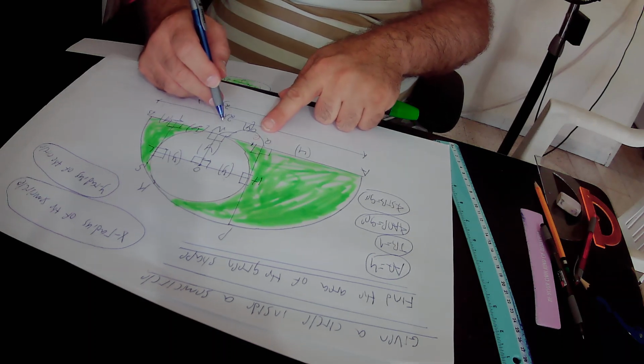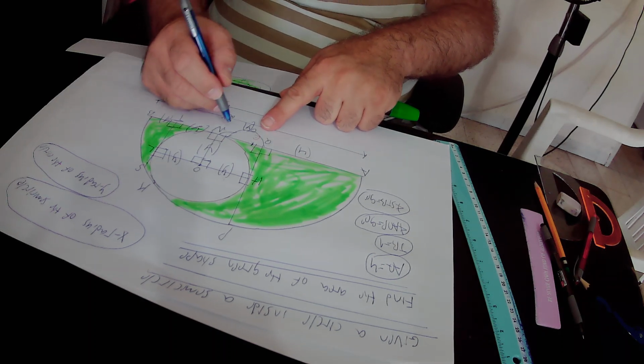This is the short line segment CN. This is equal to 1.5 units in its length.